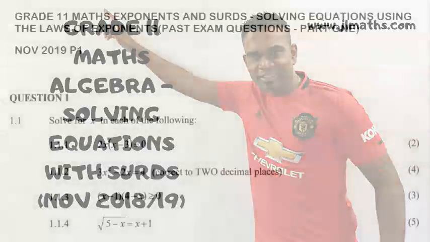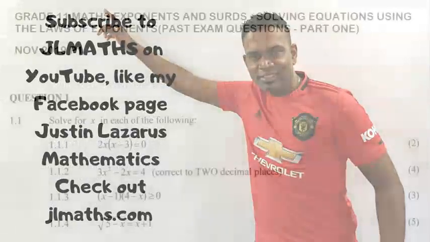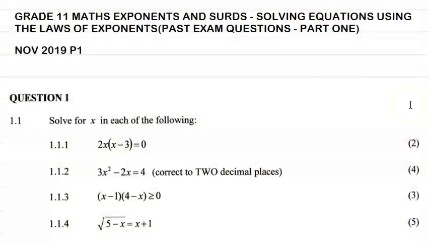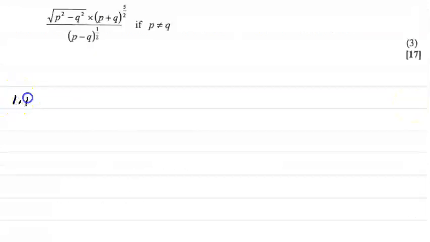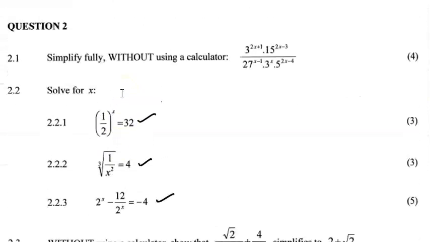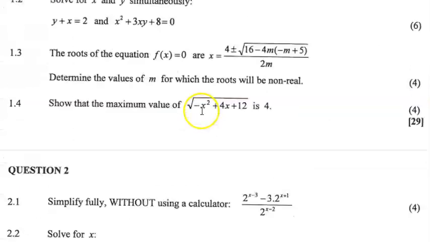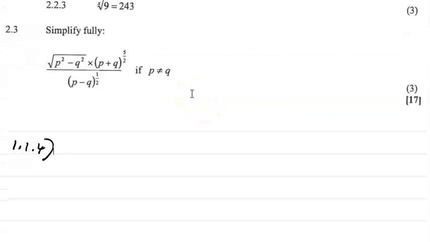Today's video lesson, we're going to be looking at grade 11 maths exponents and surds, solving equations using the laws of exponents from past examination questions, part 1. 1.1.3, and the question that we have there is the square root of 5 minus x equals x plus 1. Here we have the square root of 5 minus x equals x plus 1.